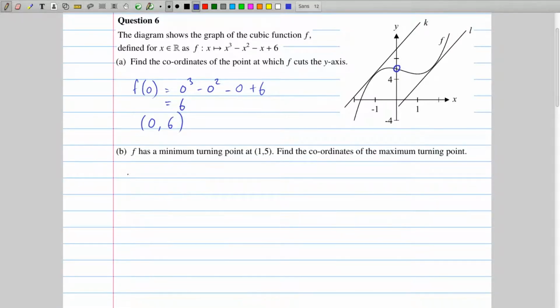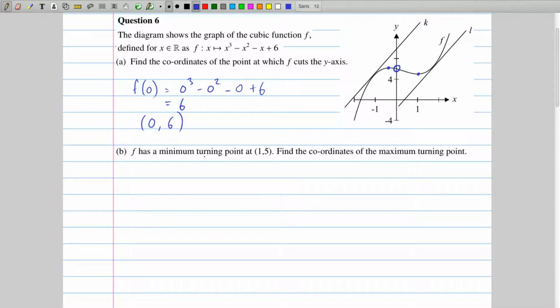It then tells us in part B that f has a minimum turning point at 1, 5, and we have to find the coordinates of the maximum turning point. So you might know turning points as stationary points either, but the point is that at a turning point, the graph just goes pretty much horizontal. And that happens in two places with this function f. It happens there. You can see that the graph is almost horizontal going through that point. And it also happens here. You can see the graph goes almost horizontal for a while and then it goes back down.